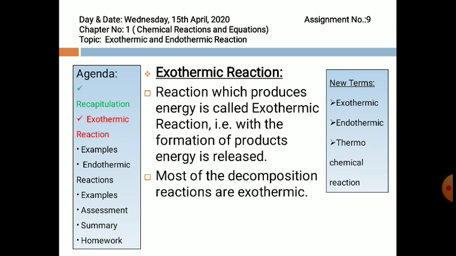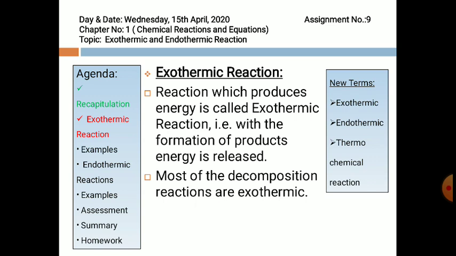Now coming to today's topic, exothermic reaction. We are having three new terms in this topic. First one is exothermic. Exo means exit and thermic means heat. That is, when heat is released, this is known as exothermic. Next is endothermic. Endo means entry, absorbing. Thermic means heat. So the absorption of heat is known as endothermic.